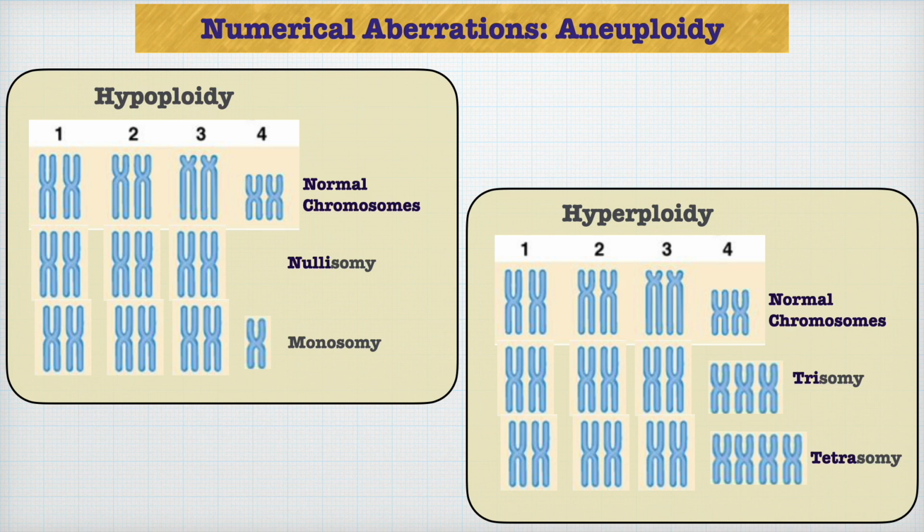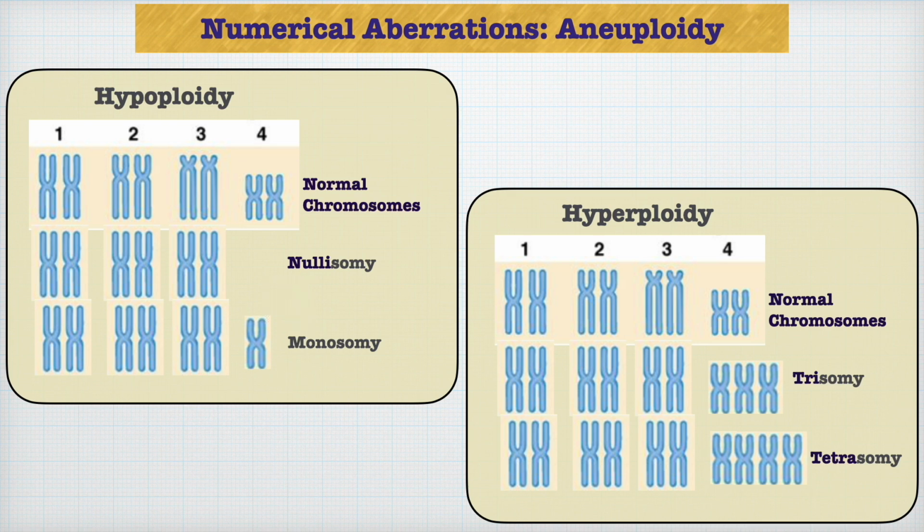Numerical aberration, aneuploidy. Aneuploidy can be divided further into hypoploidy and hyperploidy. Hypoploid cells contain 1 or more than 1 fewer chromosomes than the standard. A loss of a single chromosome is called monosomy, and the loss of both pairs of homologous chromosomes is called nullisomy.